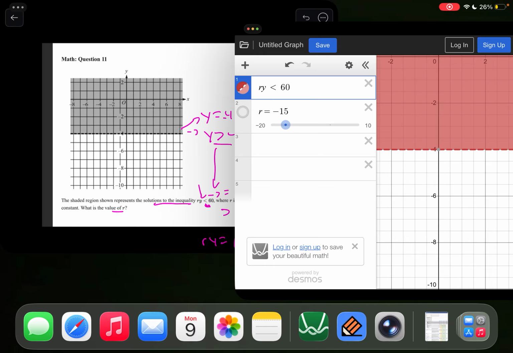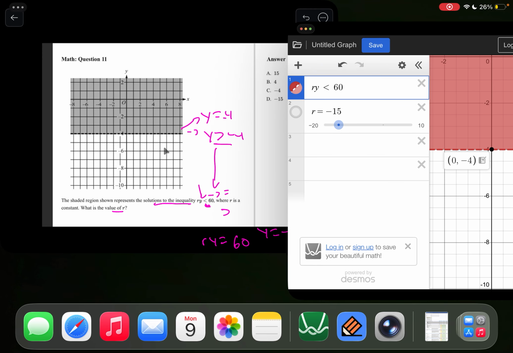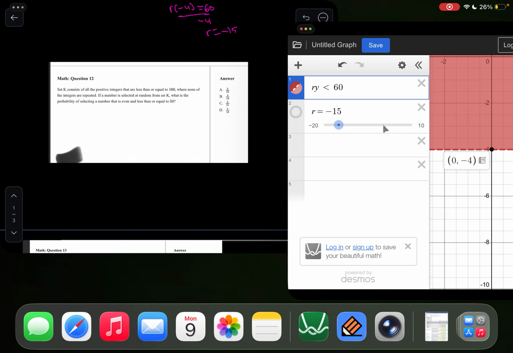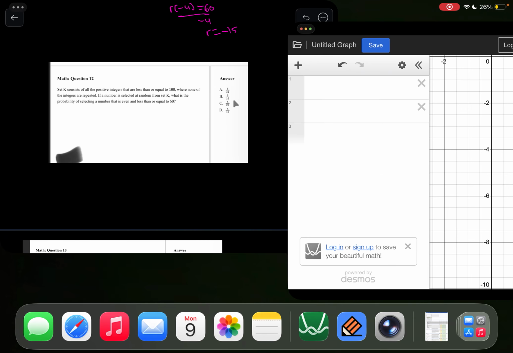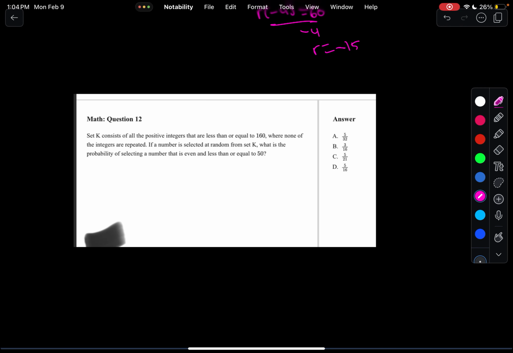Probably would have been better to go closer. But yeah, -15 gets us to -4, and that means that r is equal to -15 since it's the same graph. All right, next problem. This is going to be a little bit more conceptual of a problem right here.